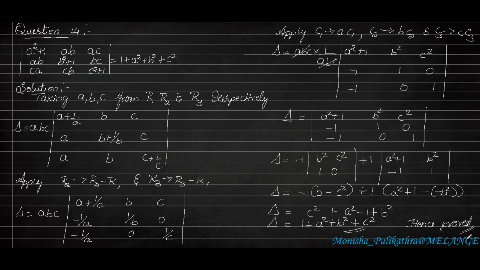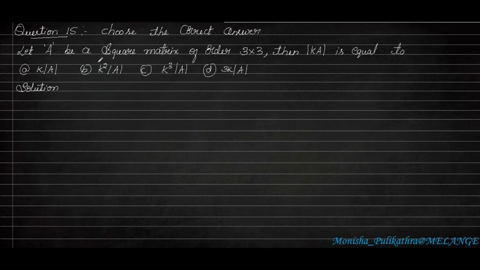I hope you understood this. Moving on to question 50. This is a choose the correct answer problem. Here let A be a square matrix. We can take any square matrix of 3 into 3 order. Then we have to find the determinant of kA, out of these 4 alternatives, which one is correct.